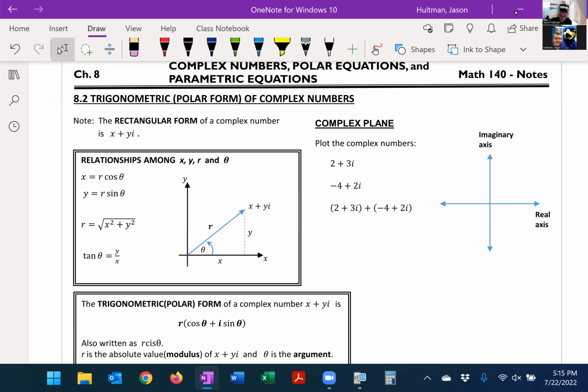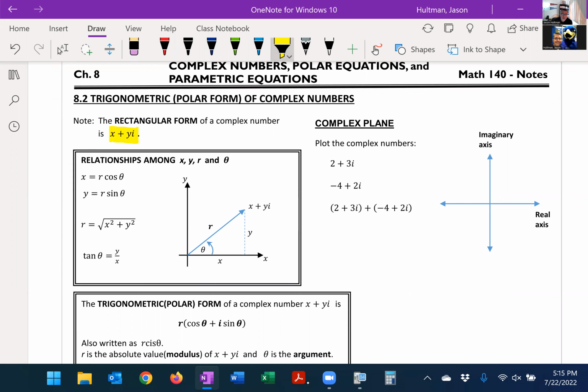Okay, welcome back, students. 8.2, trigonometric or polar form of complex numbers. So the rectangular form of a complex number is x plus yi. So this is rectangular form, okay?